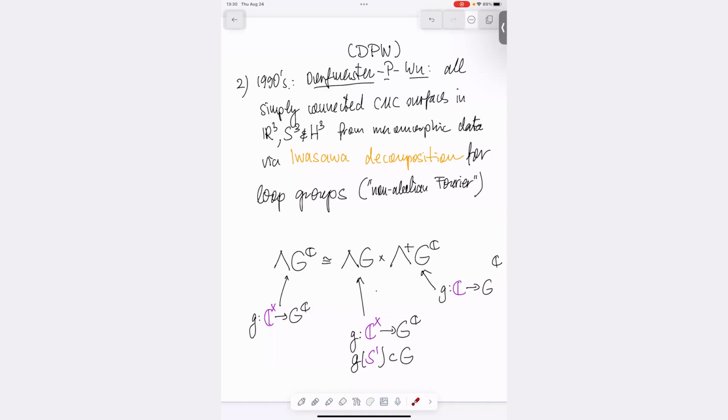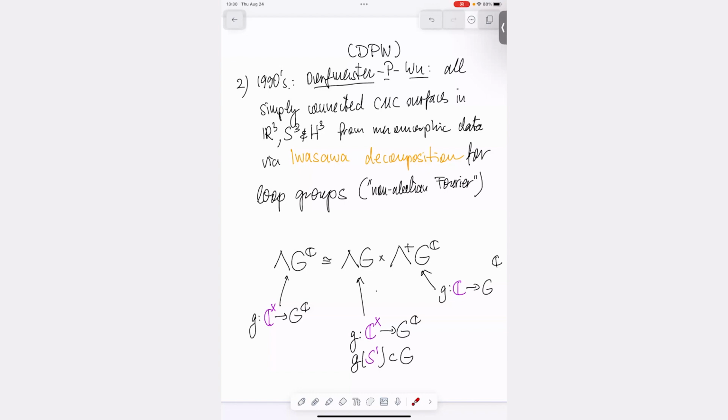So what are loop groups? They're really what it says. This lambda GC is just all loops in C star into the complexification of, say, a simple compact Lie group G. And then lambda G is the loops on the unit circle in C star into the real group G, and plus then you can extend the loop into 0. You should think of this as decomposing an SL(n,C) matrix into SU(n) and upper triangular. So plus is the infinite version of upper triangular, in some nonlinear, non-abelian Fourier type machine.